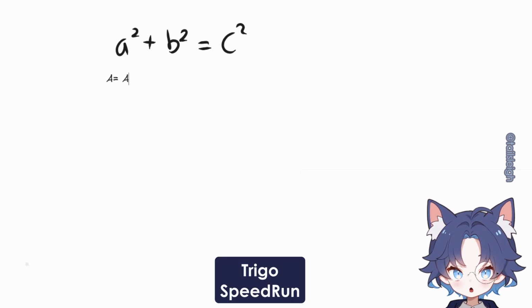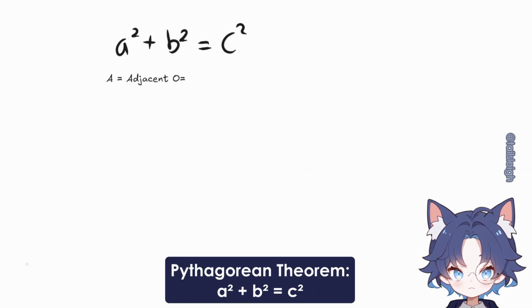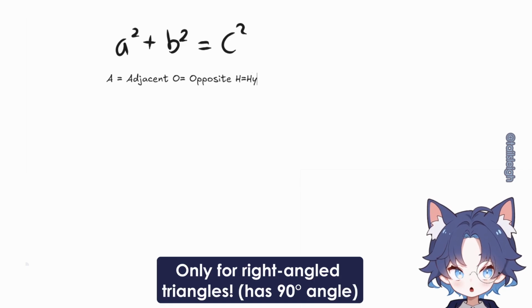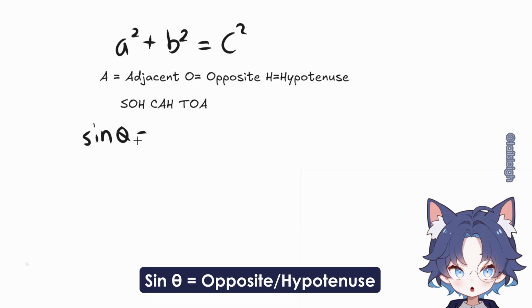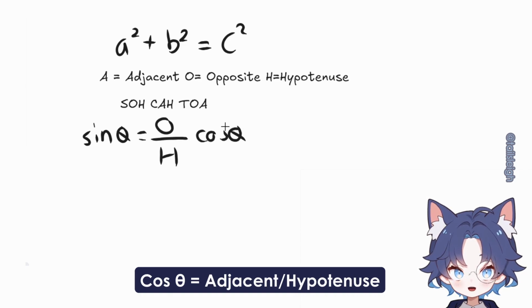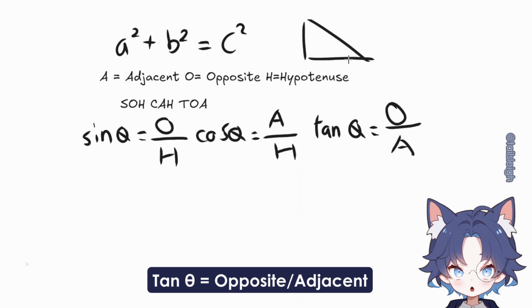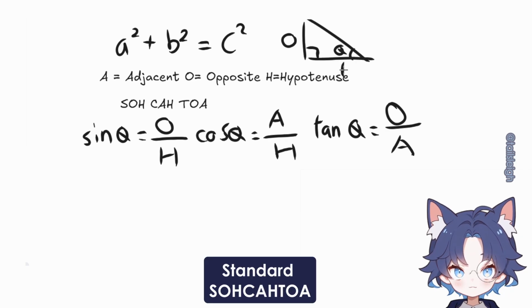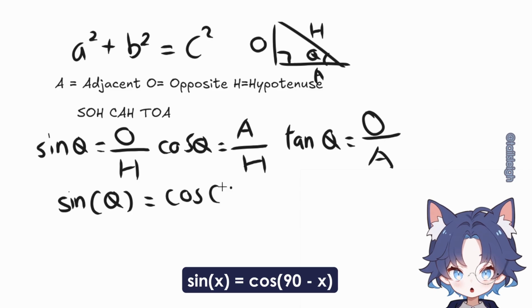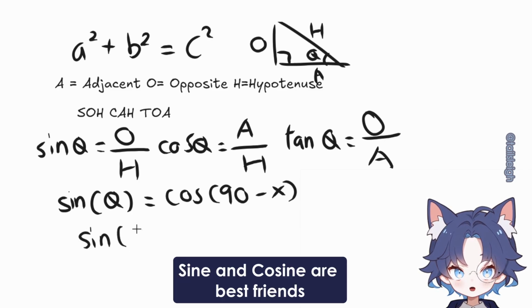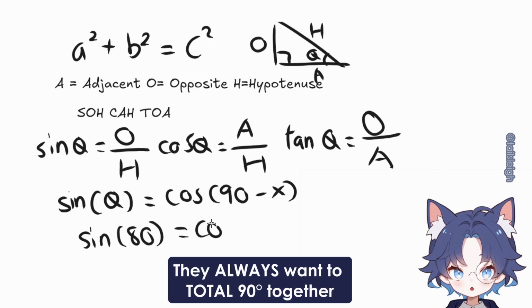Trigonometry. Pythagoras theorem, only for right angle triangles. Know your SOHCAHTOA, which is sine is opposite over hypotenuse, cosine is adjacent over hypotenuse, tangent is opposite over adjacent, standard SOHCAHTOA. Trigonometry identity mirror: sine x is always equal to cos of 90 minus x. Sine and cosine are best friends. They always want to total 90 degrees together.